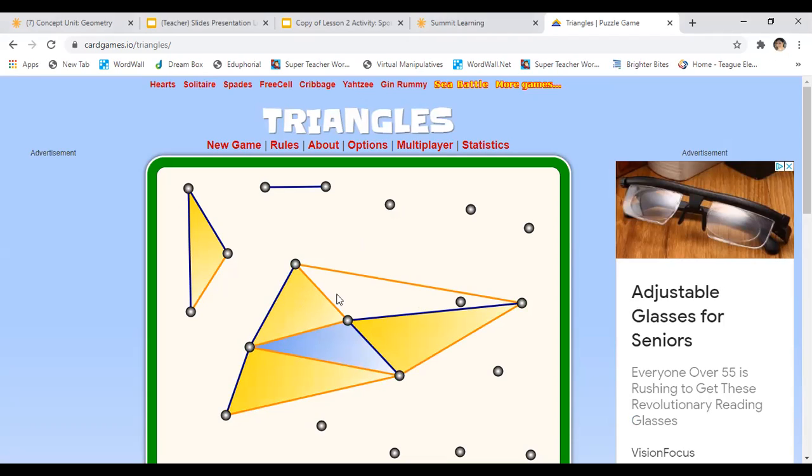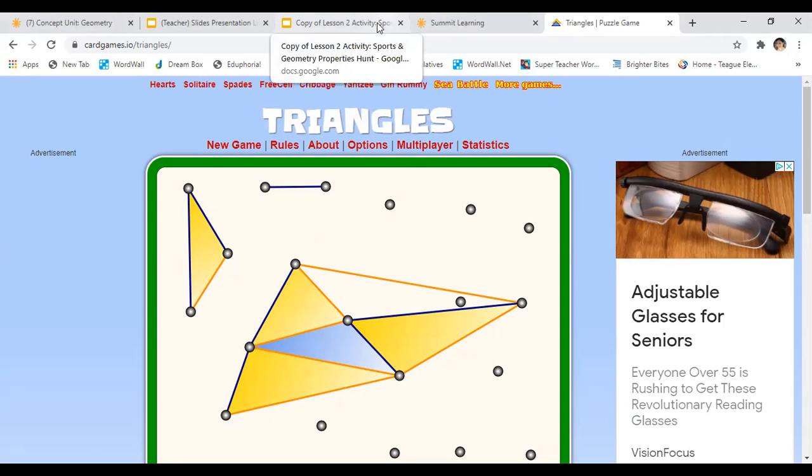And then you say, this is an obtuse triangle because I see that this angle right here is greater than 90 degrees. It's more than the corner of a square or a rectangle. And then you can say this triangle right here is a right triangle because this angle looks to be 90 degrees, and this triangle, I see all acute angles, so it must be an acute triangle. So I hope you have fun playing that game.